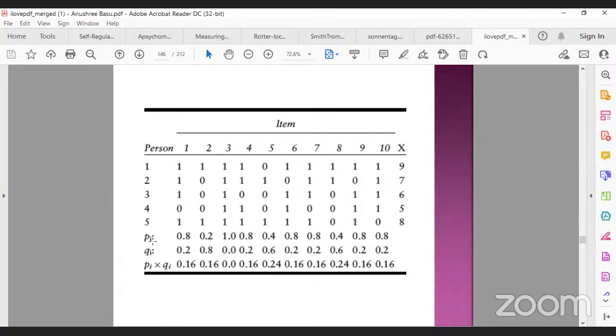These are the values 0.8, 0.2, 0.0, 1.0, and if both of them are calculated, p_i into q_i... I do not know where this value came from. One second.